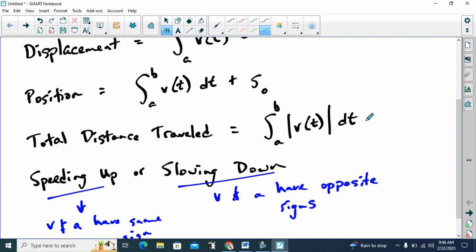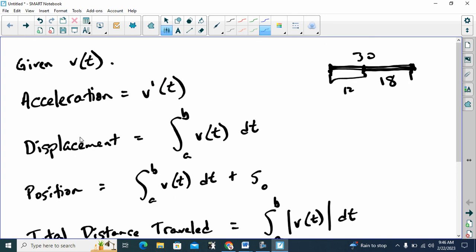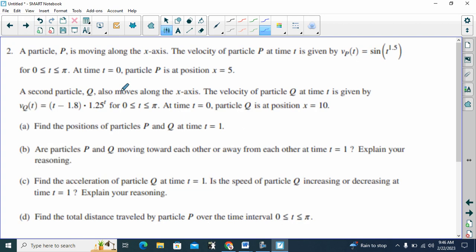So let's take a look at a few of these AP problems that deal with these types of problems where we are given the velocity. So number one, or I guess it's number two, says a particle P is moving along the x-axis. The velocity of particle P is given by that equation. So equation is given. This is an equation for the velocity of particle P. It also tells us at time 0, the particle P is at a position of 5.